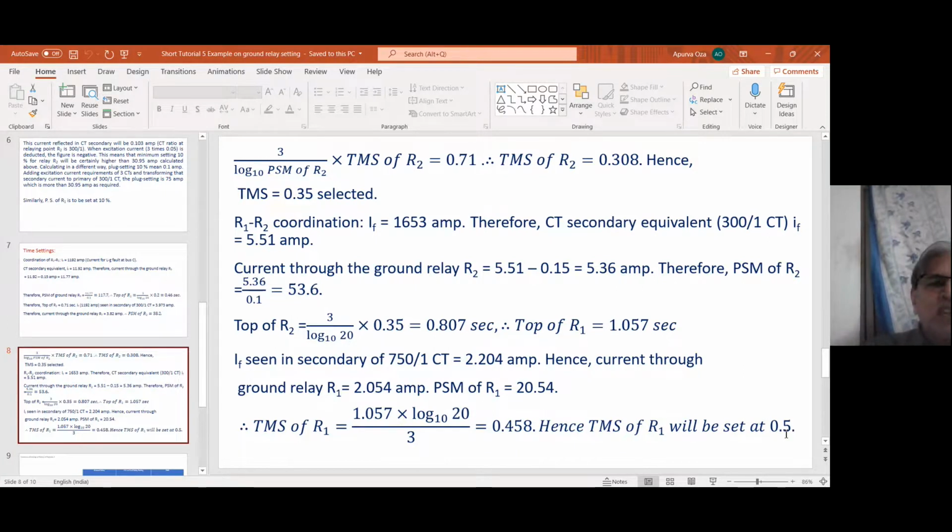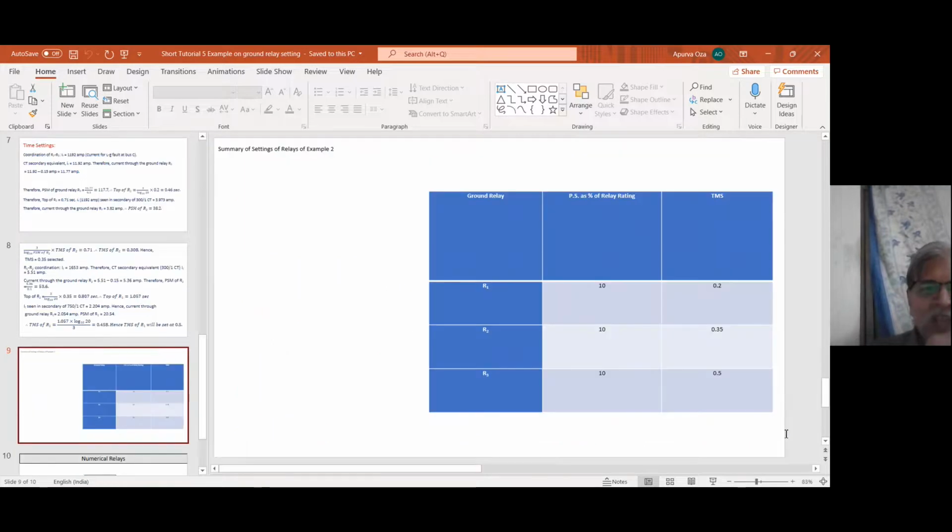We can calculate the setting of high set instantaneous units also. I think in the numerical next, we are going to talk about the high set units, right? So that you may get an idea as to how the calculations are done for high set units. The formula is the same as we were using in phase relays, but the fault current you have to consider is for LG fault. That is the only difference, right?